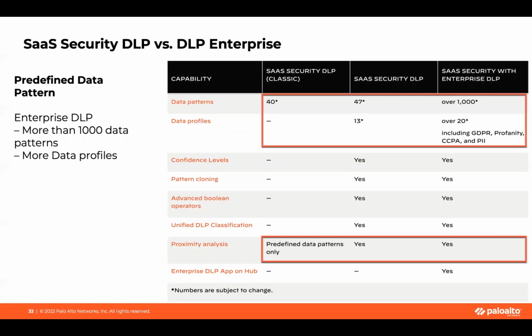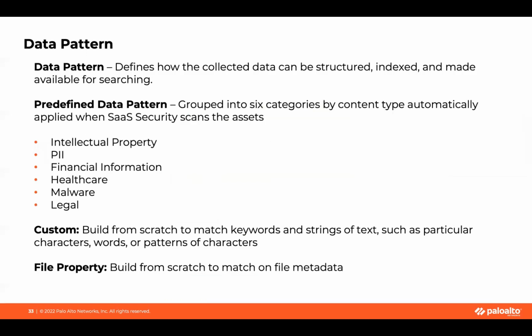This table shows the differences we discussed. As you can see, SaaS Security with Enterprise DLP supports more than 1,000 data patterns and over 20 data profiles. We talked about 6 predefined data patterns that apply automatically when SaaS Security scans the assets. We can create custom data patterns. We can create file property data patterns to match file metadata. We can combine different data patterns and create a data profile and use it in the policies.